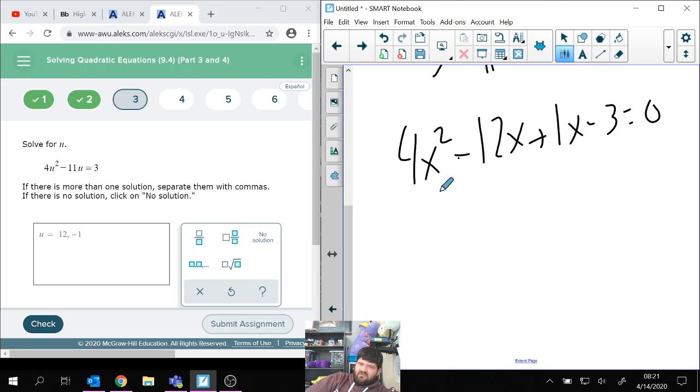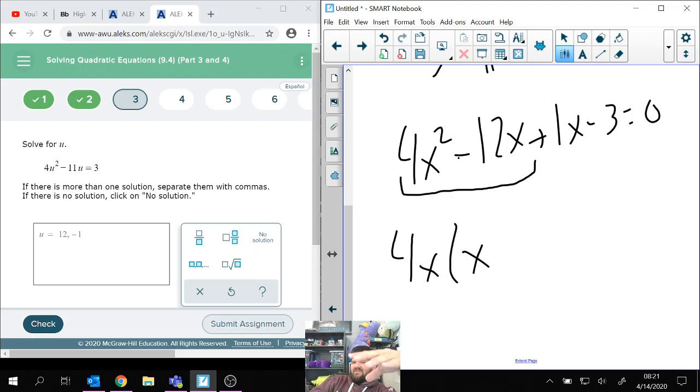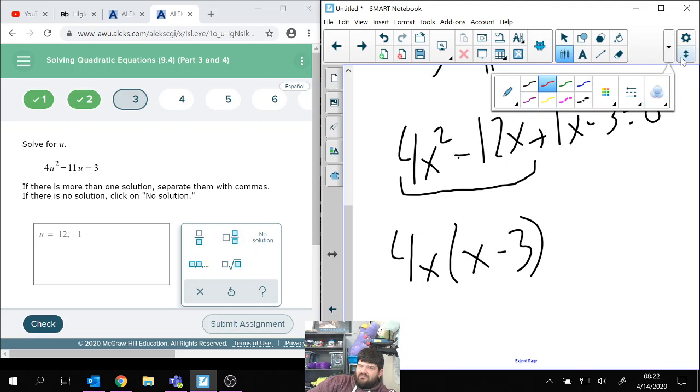So we're going to group the first two together, and we ask ourselves, what do those two things have in common? Well, you can take a 4 out of both of them. So you take the 4 out, and then you can take an x out. So 4x goes out front. The only thing left over, 4x squared divided by 4x, is going to leave you with x. -12x divided by 4x, well, the x's cancel. -12 divided by 4 is -3. Then we're going to group the other two maybe in a different color.